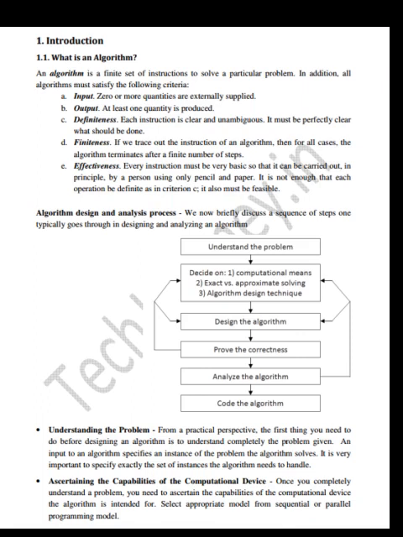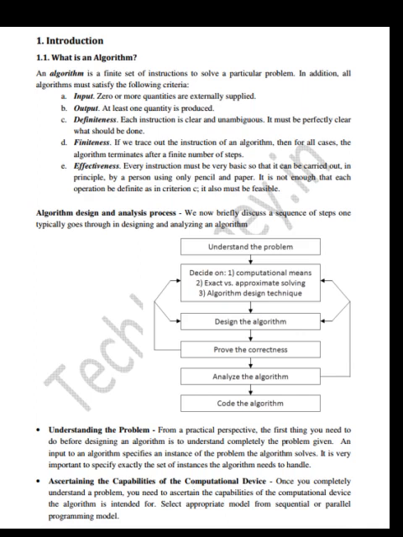What is an algorithm? An algorithm is a finite set of instructions to solve a particular problem. In addition, all algorithms must satisfy the following criteria. Input: 0 or more quantities are externally supplied. Output: at least one quantity is produced. Definiteness: each instruction is clear and unambiguous. It must be perfectly clear what should be done.